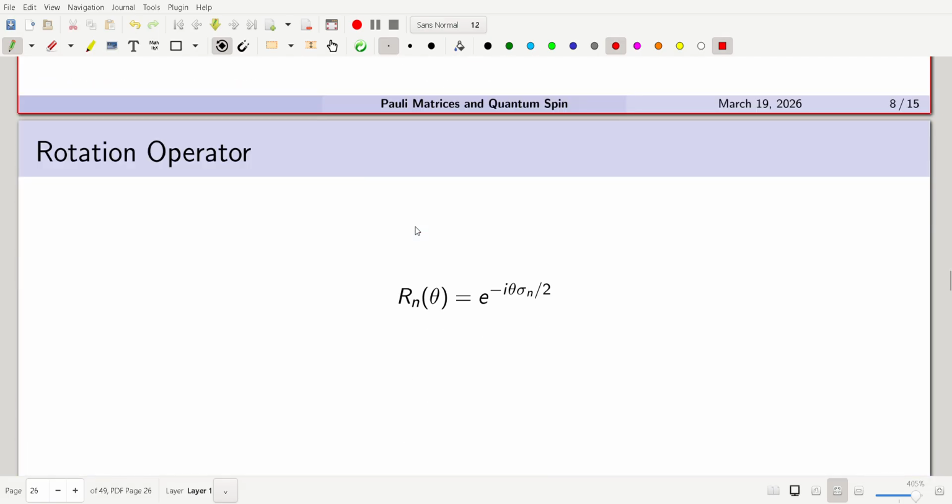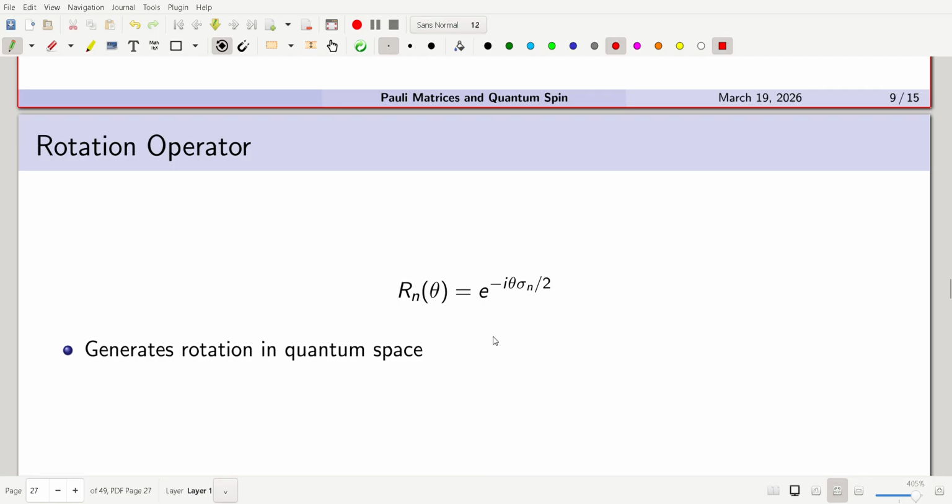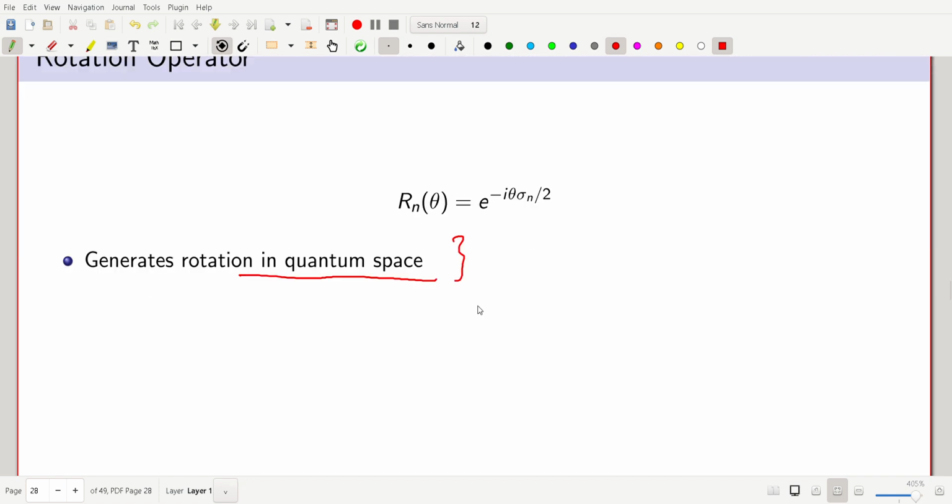The rotation operator is e to the power minus i theta sigma_n by 2, where n is a unit vector. So this generates the rotation in quantum space. We will discuss what quantum space actually is.